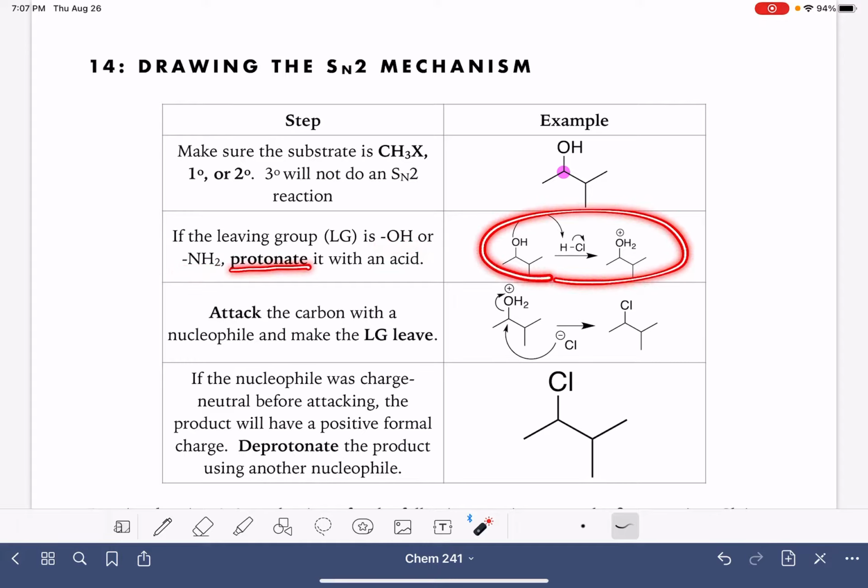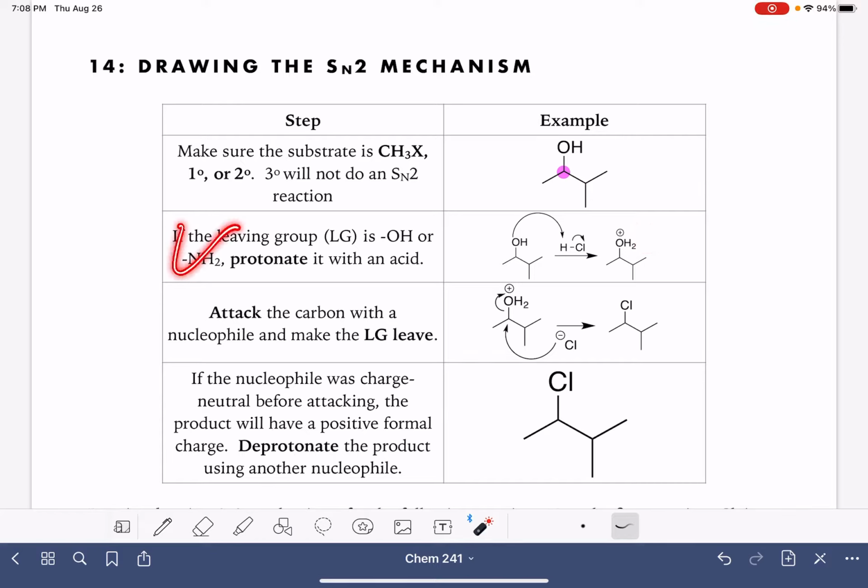So here's an example of that. We have our bad leaving group here. We have some random acid that's been added to this reaction, hydrochloric acid. A lone pair of electrons on that oxygen is going to reach out and grab that hydrogen from the HCl and then break the HCl bond. That's going to put a second hydrogen onto the oxygen and also give it a positive formal charge, which makes it now a very good leaving group.